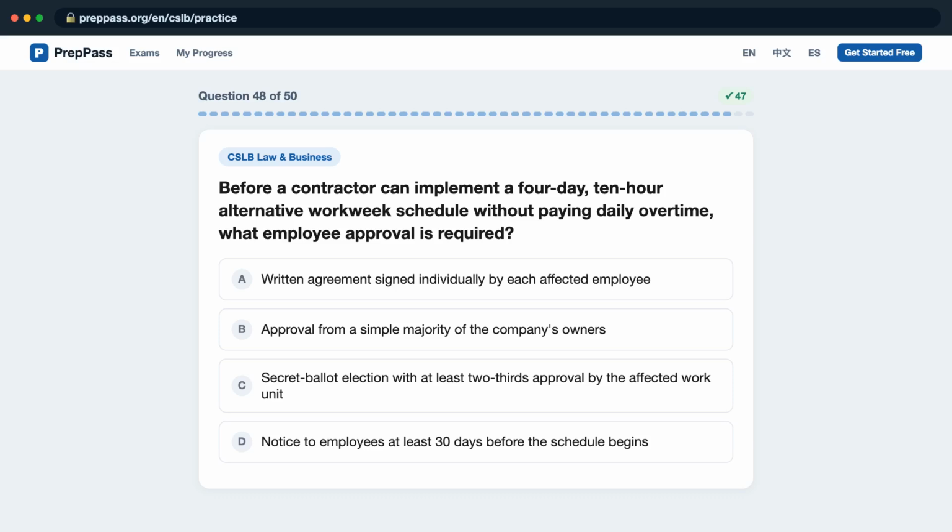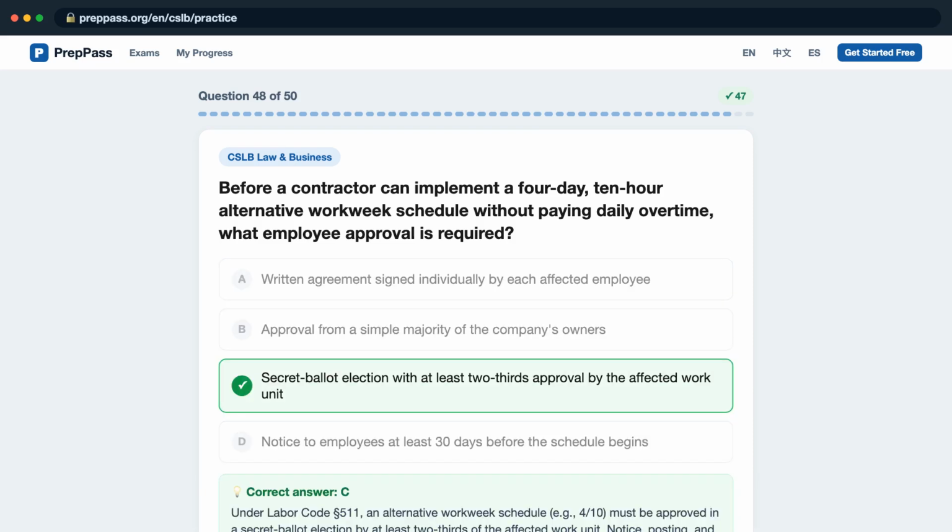Question 48. Before a contractor can implement a 4-day, 10-hour alternative workweek schedule without paying daily overtime, what employee approval is required? A, a written agreement signed individually by each affected employee? B, approval from a simple majority of the company's owners. C, secret ballot election with at least 2/3 approval by the affected work unit. D, notice to employees at least 30 days before the schedule begins?